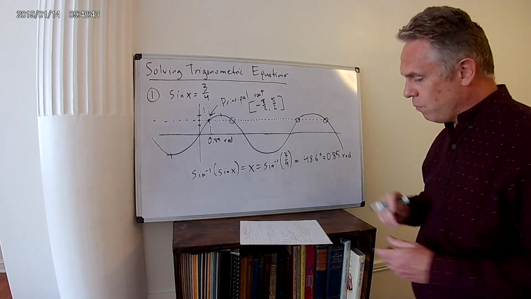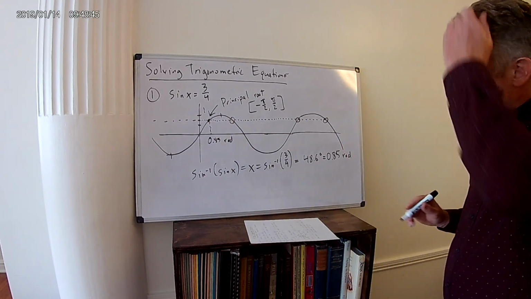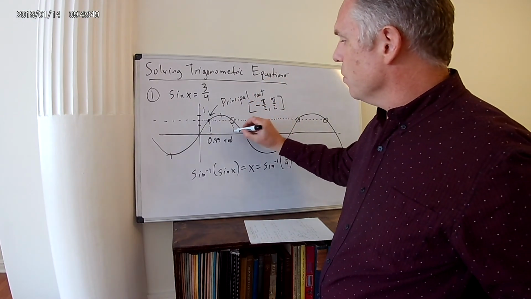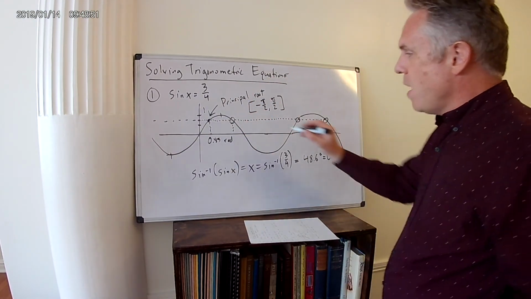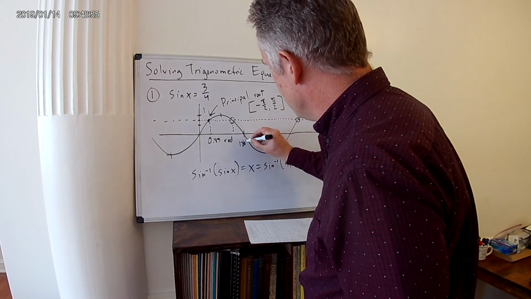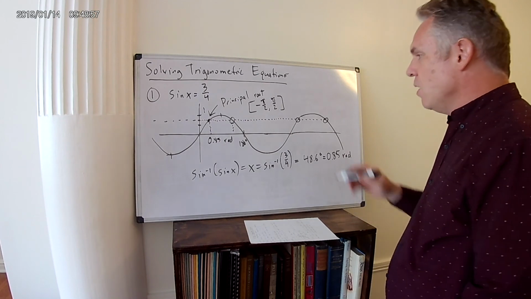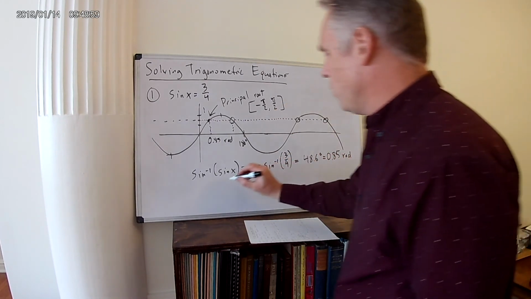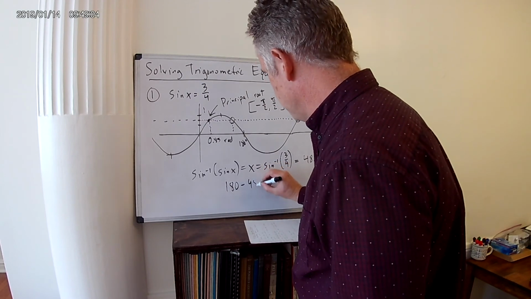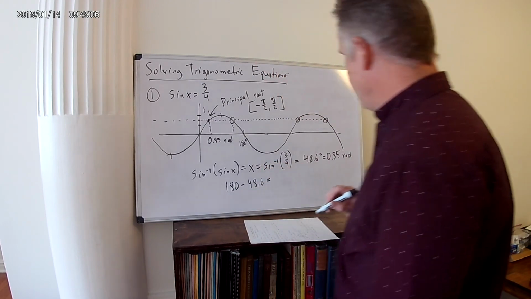Now we could find other roots. Let's find one more root. Can you guys see what this other solution would be? What is this solution here? Well, the way we find that is we know this point is pi over 2, or 180 degrees. We know this is 180. So the way we find this answer was we take 180 minus 48.6 degrees.